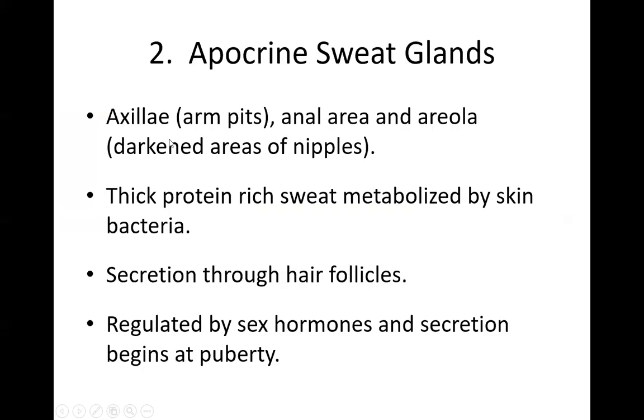Apocrine sweat glands are found in the axilla, in the anal area, and the areola. These are thick, protein-rich sweat metabolized by the skin bacteria, and the secretion is through the hair follicles and regulated by skin hormones, and secretion begins at puberty.